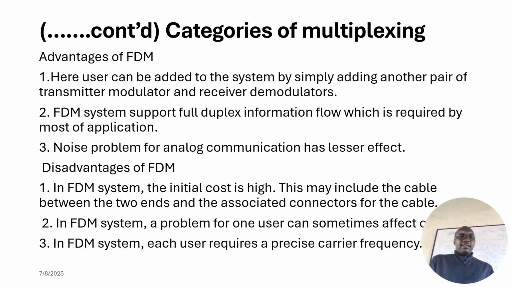So advantages: users can be added to the system by simply adding another pair of transmitter, modulator, and receiver, demodulator. FDM system supports full duplex information flow, which is required by most applications. Noise problems for analog communication have lesser effects. Disadvantages in FDM: the initial cost is high. Then in an FDM system, a problem for one user can sometimes affect others. In an FDM system, each user requires a precise carrier frequency.